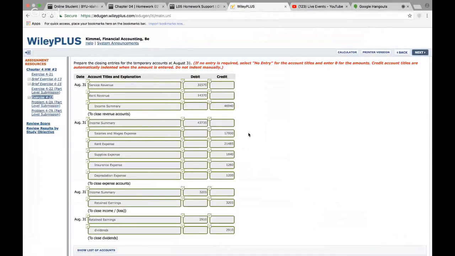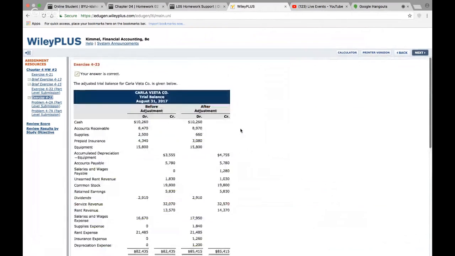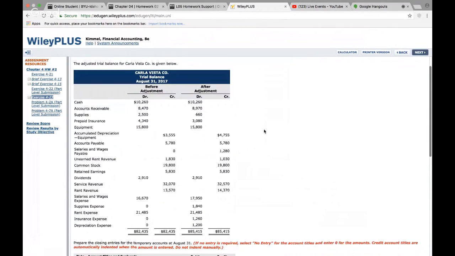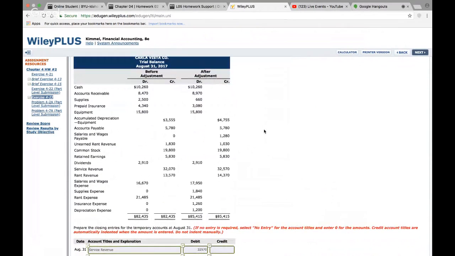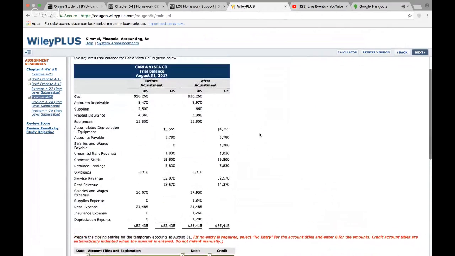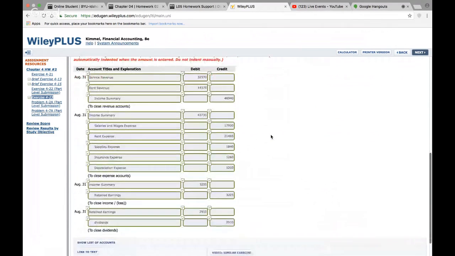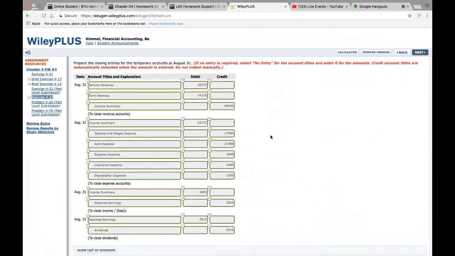Over here, this is what the assignment looks like. I've already turned it in, and it's been graded already. It says the adjusted trial balance for Carla Vista Co. is given below. You have a before adjustment and an after adjustment. For this problem, we're going to focus on just the after adjustment, on the right-hand side. It says prepare the closing entries for the temporary accounts at August 31st.